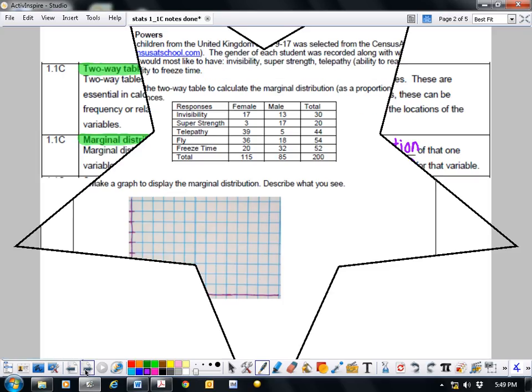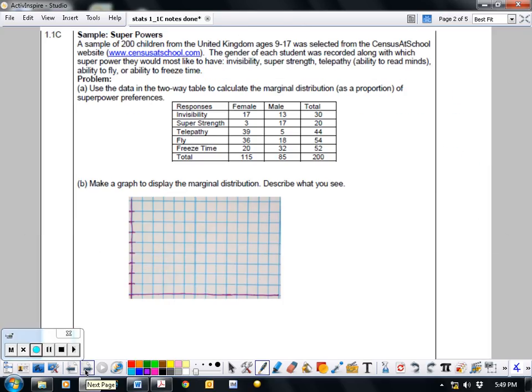So we're going to go ahead and look at a situation. We have a sample of 200 children from the UK, ages 9 to 17, selected to be part of this Census at School, where they gather data for all sorts of statistics. The gender of each student was recorded. So our first categorical variable was gender, along with the superpower they would most likely want to have. So our first variable is gender, our second variable is the superpower. And so we have a two-way table, and what we want to do is calculate the marginal distribution.